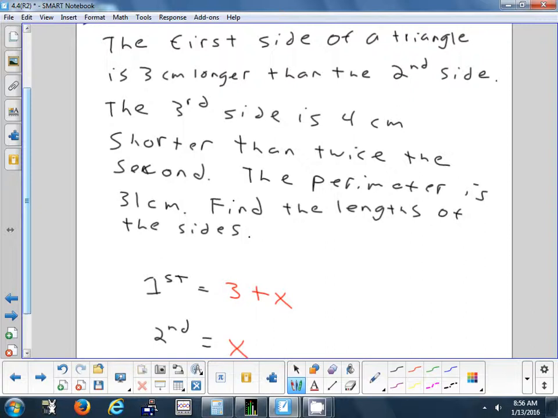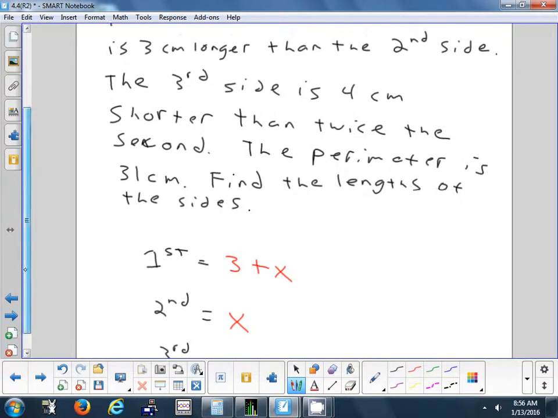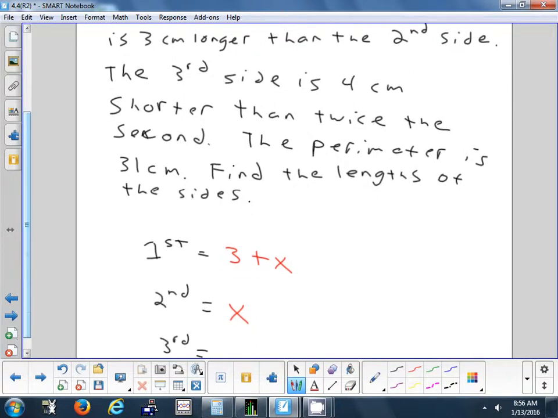The third side is 4 centimeters shorter than twice the second. All right, so let's start with that 4 shorter. What does that mean we're going to do? Yeah? Subtract 2x. Does it say it's 2x shorter or 4 shorter? Oh, no, like.